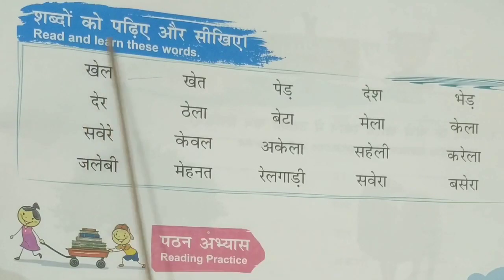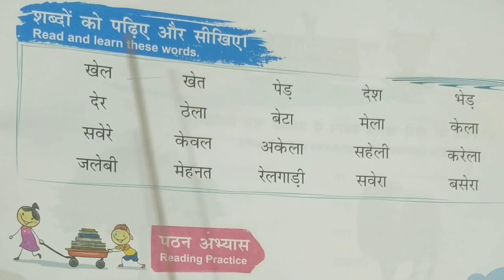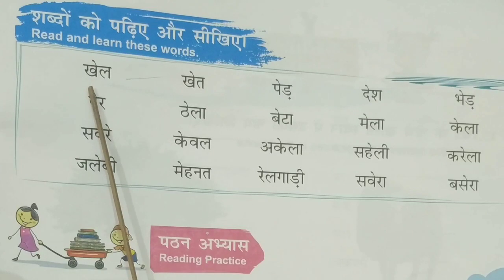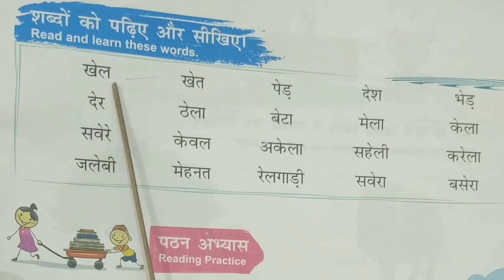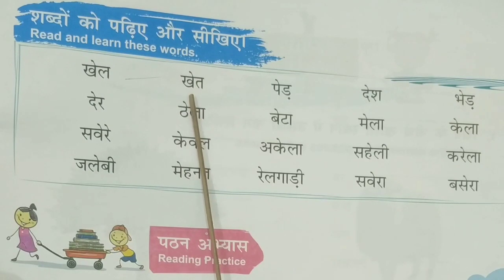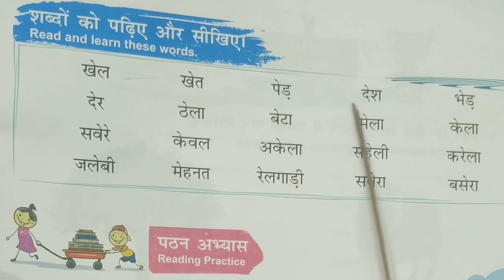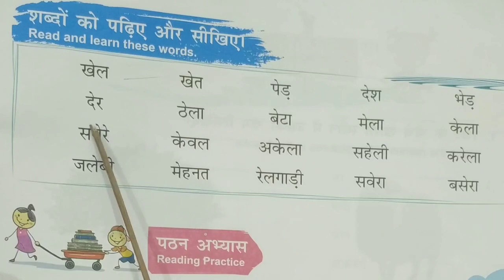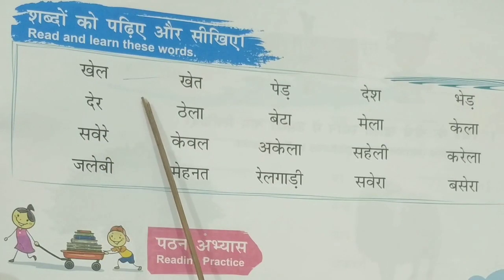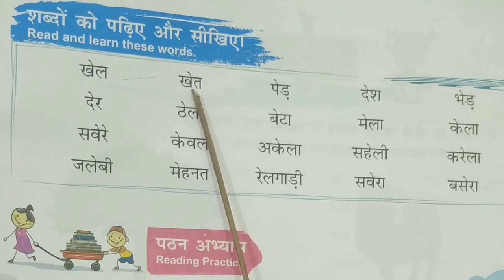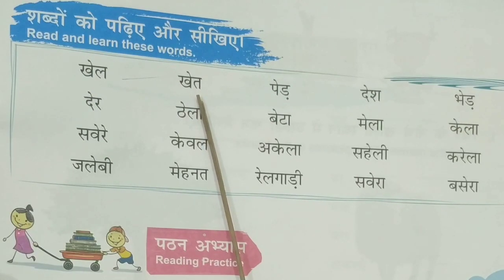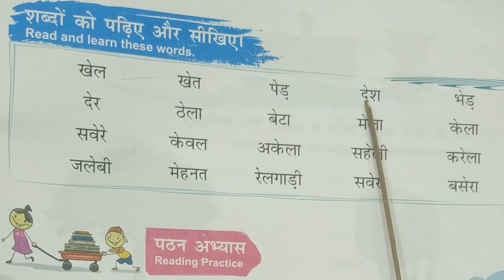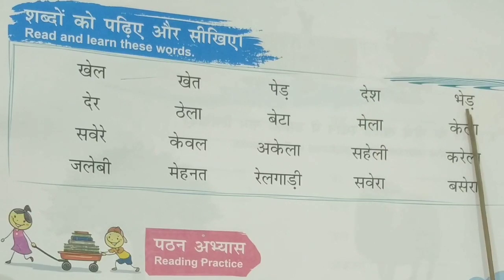Shabdon ko padhiye aur seekhiye. Read and learn these words. You read after me. Khel. Khet. Ped. Desh. Bed. Khel means play or game. Khet, farm. Ped, tree. Desh, country. Bed, sheep.